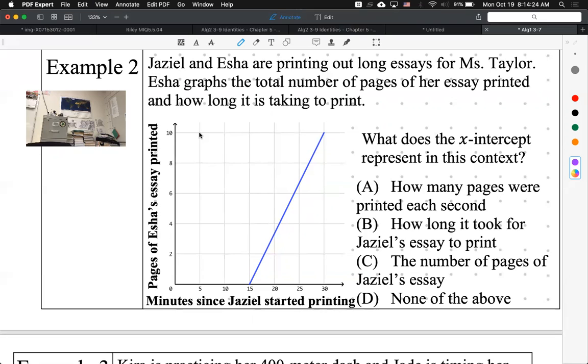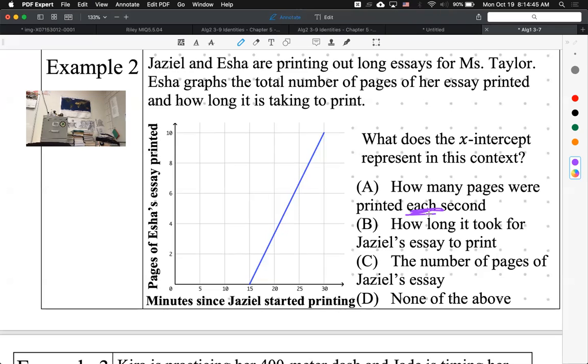So what does that point represent? This point that says 15, 0. In the context of our story, what's going on here? Is it how many pages were printed each second? Ooh, I'm going to underline this keyword here. There's this keyword each. How does each second? Okay.